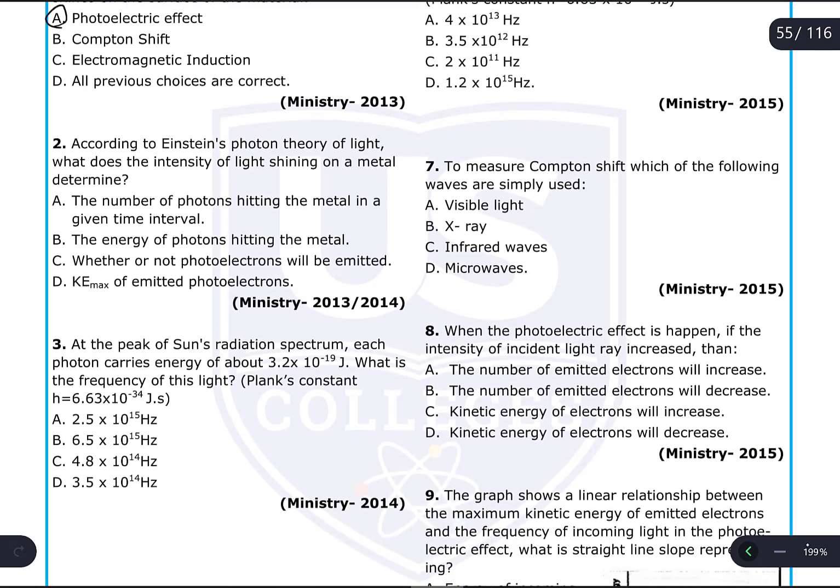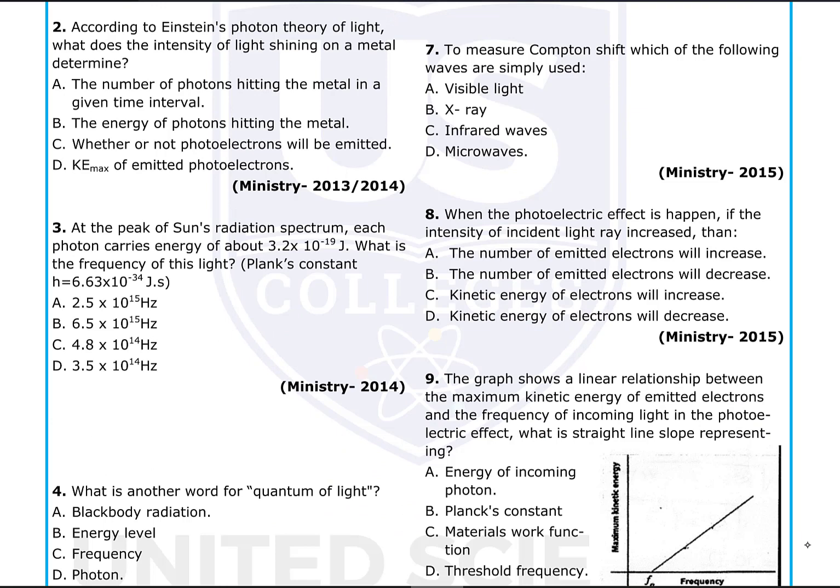Question number 2. According to Einstein's photon theory of light, what does the intensity of the light shining on a metal determine? According to Einstein's photon theory, light is composed of photons, and each photon carries energy equal to h times f, and the intensity of the light is determined by the number of photons. So if the number of photons increases, the intensity of the light increases. A. The number of photons hitting the metal in the given time interval. Yeah, this is the correct answer.